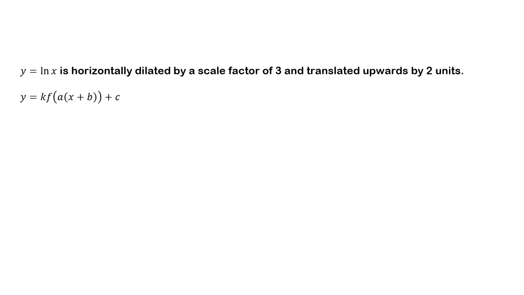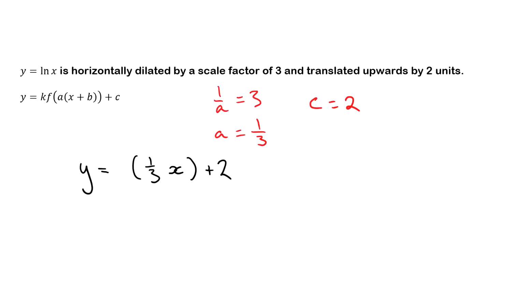Here we have another one. We have the natural log of x is horizontally dilated by a scale factor of 3 and translated upwards by 2 units. Knowing that, we start to list out what we do know. We know that 1 over a equals 3, therefore a equals 1 over 3. We also know it's translated upwards by 2 units, so c equals 2. We now can put that into the equation, so y equals ln(1/3 x) plus 2.